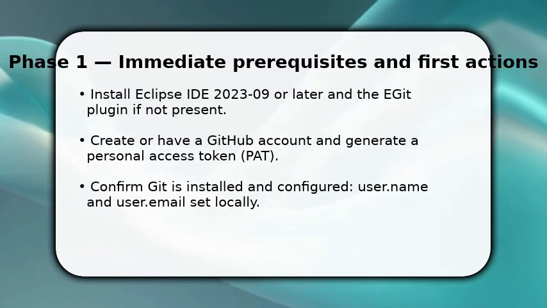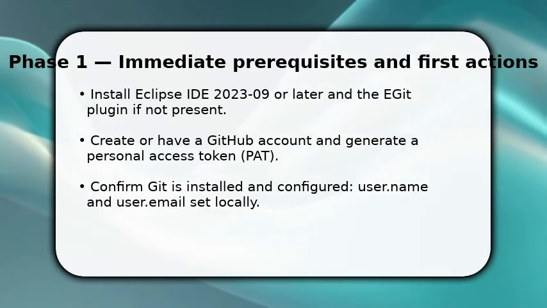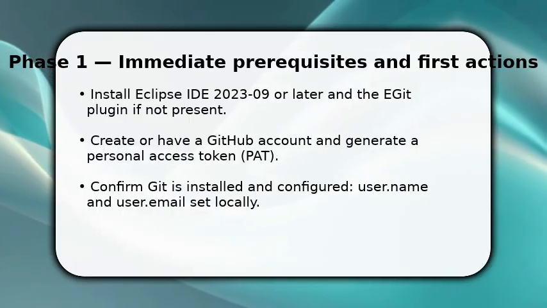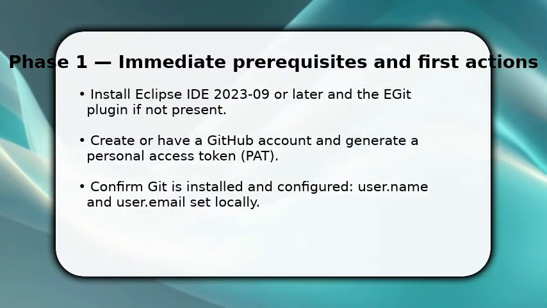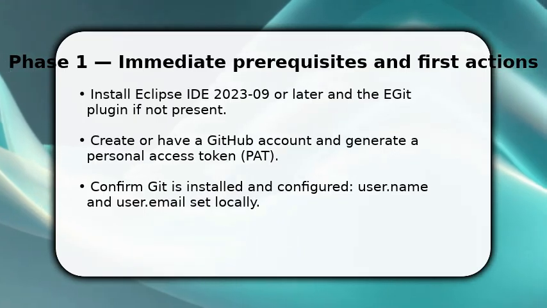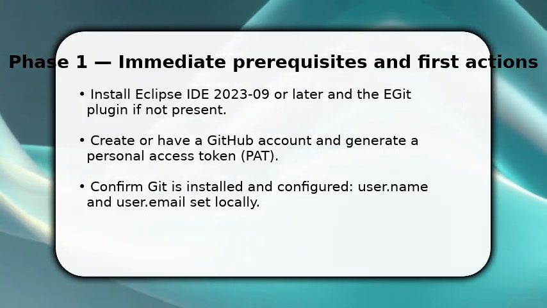Next, create a GitHub personal access token with repo and workflow scopes because passwords are not accepted. Configure Git locally by setting user.name and user.email so commits are attributed correctly.